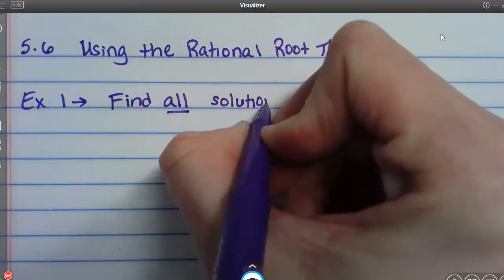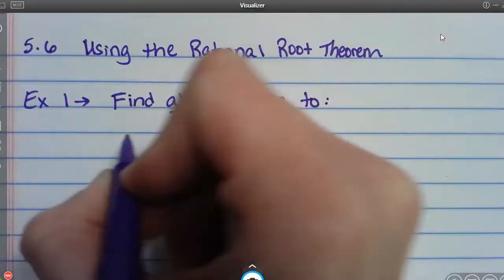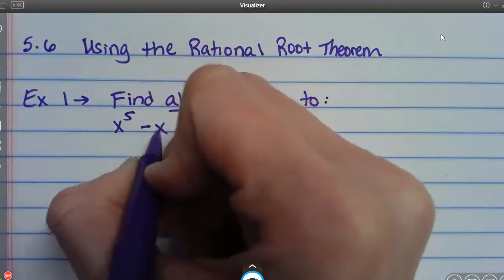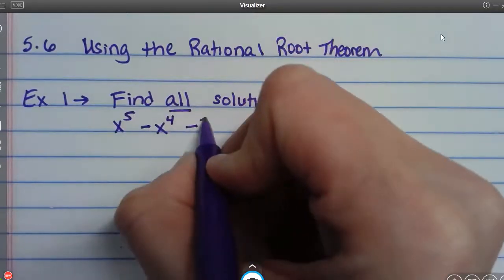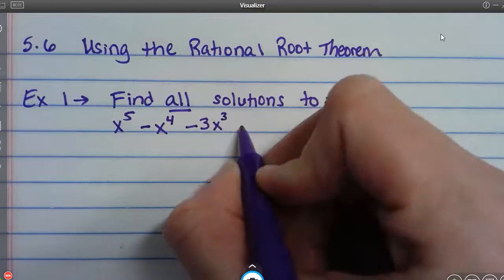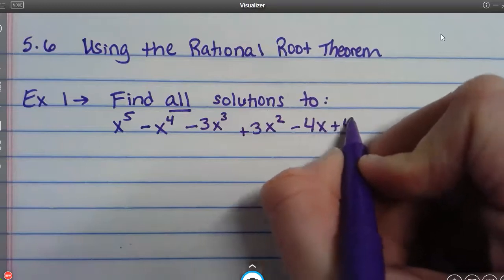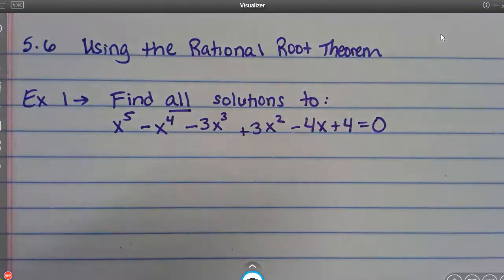We're going to find all the solutions to x to the 5th minus x to the 4th minus 3x cubed plus 3x squared minus 4x plus 4 equals 0. Okay. First of all, this is kind of a scary looking equation. There's a lot of terms here. We haven't seen anything with 6 terms before.